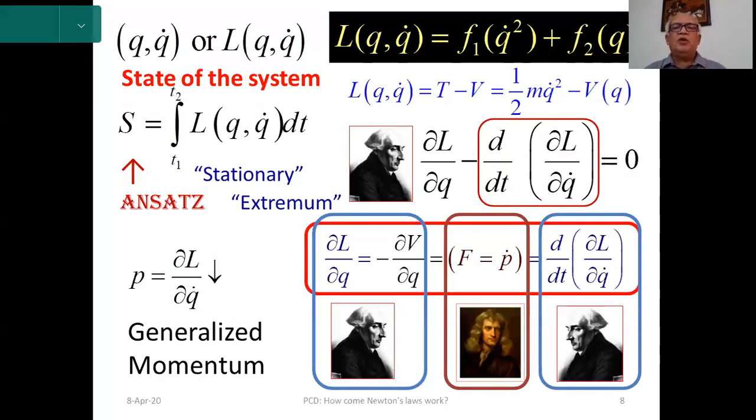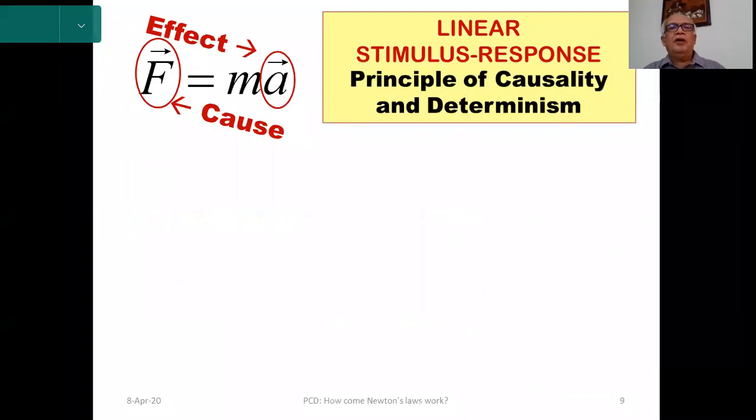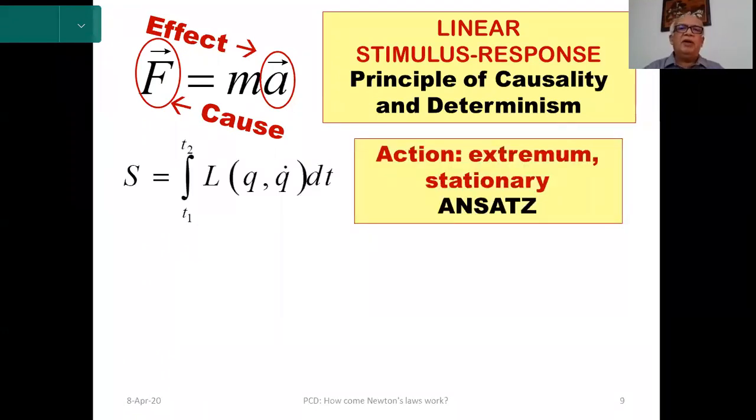They are completely equivalent, as you can see from this family of equations here, the two equations. And the nice thing about it is that you can extract these equations of motion from the basic ansatz that action is stationary. So this becomes a fundamental consideration to extract the equation of motion for classical mechanics. So now we have got two formulations which we have just discovered are completely equivalent. What is the stimulus response basis, which is based on the principle of causality and determinism? This is the Newtonian dynamics. The second is the variational principle, that action is an extremum. And this is the alternative formulation of classical mechanics. Both of these are equivalent.